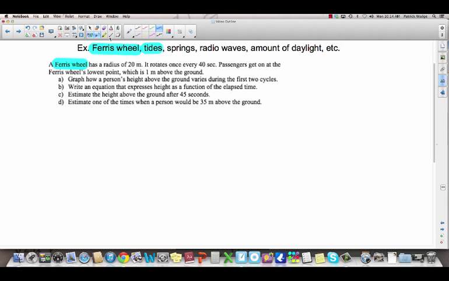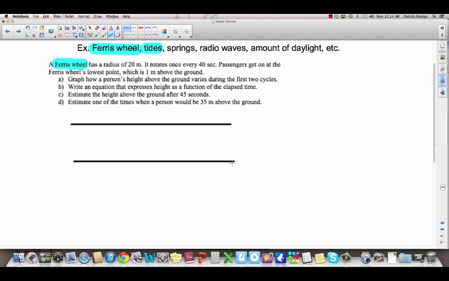Okay, we're going to do very, very simple graphs with these. What I want to do is just to think about maximum and minimum. And then maybe I'll also draw somewhere in the middle here that center point. Ignore that arrow, would you? Okay, so people get on at the lowest point. So this is like our lowest point down here. So let's call that 1 meter because that's how high it is. So 1. Now the radius of the Ferris wheel is 20.